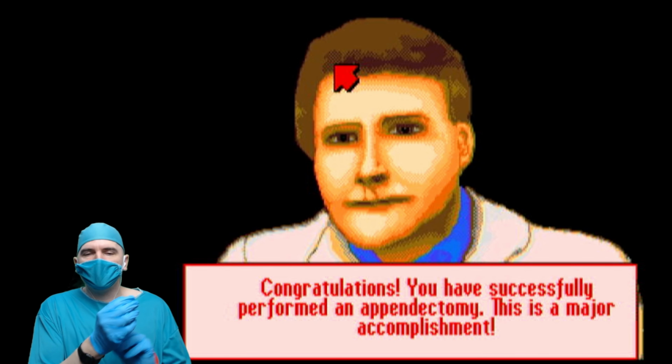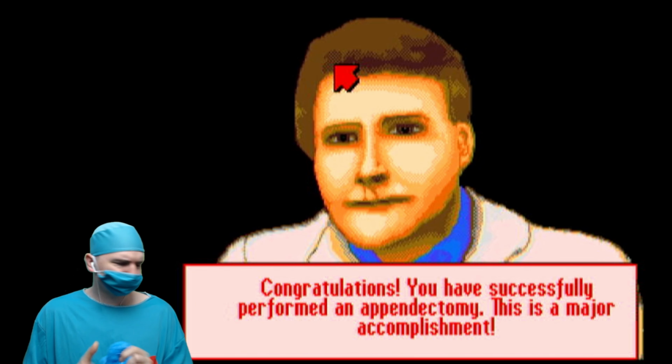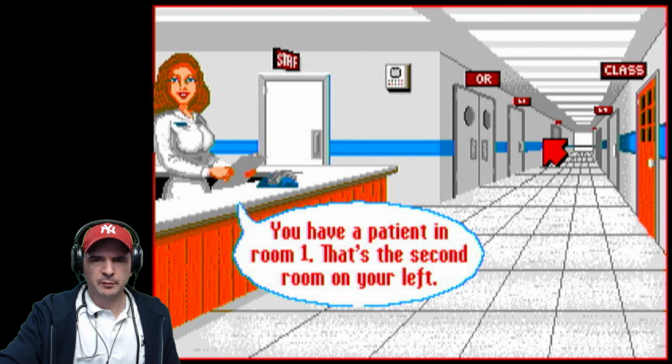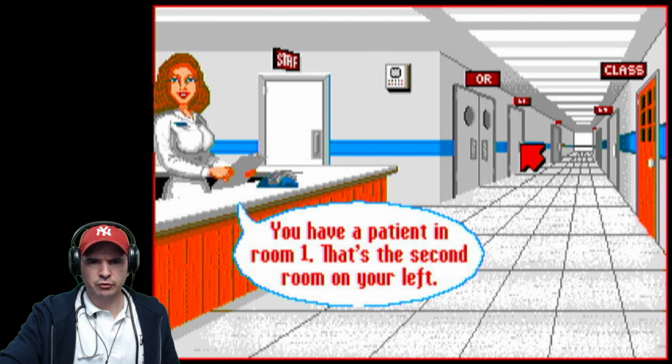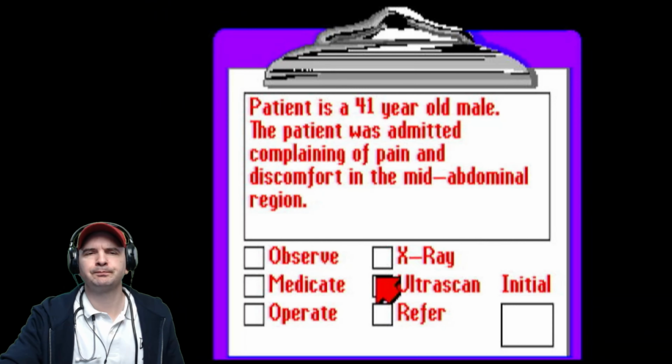Congratulations, you successfully performed an appendectomy. This is a major accomplishment. So far, so good. Right, let's carry on, shall we? We have a patient in room 1, the second room on your left. Right, let's have a look.